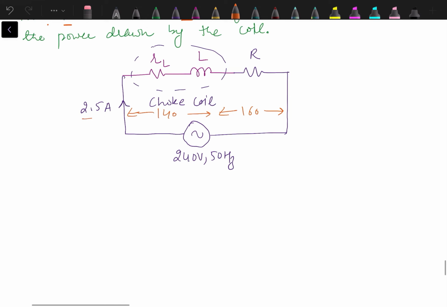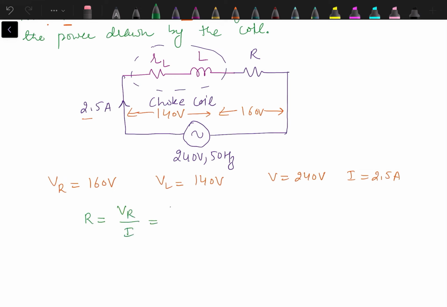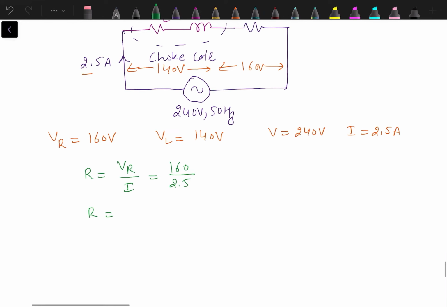So we have the value of current, we have the value of VR 160 volts, we have the value of VL 140 volt, we have V as well 240 volt, current is 2.5 ampere. First thing we can calculate from here is the resistance of the fixed resistor, which will be VR by I, 160 by 2.5. So R will be 64 ohms. This is the first thing which we calculate from here.